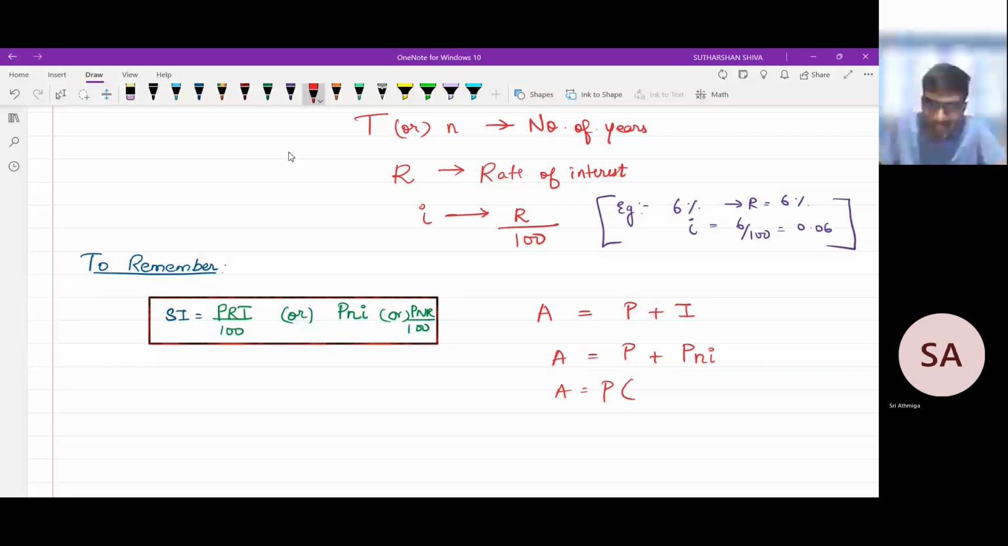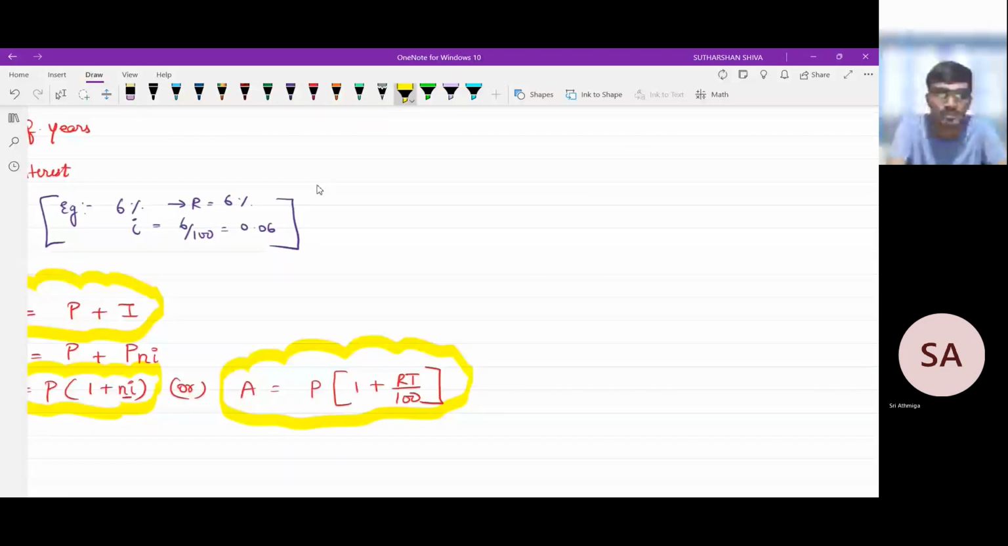Anything you can substitute, and you can put RT by 100. Any formula, for your remembering purpose, you can remember and apply and find out your answers. Is it easy? Shall we move on?